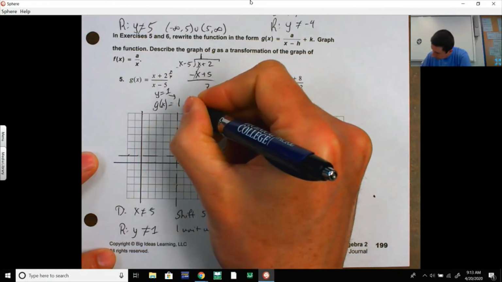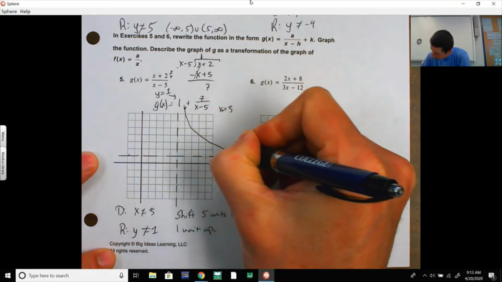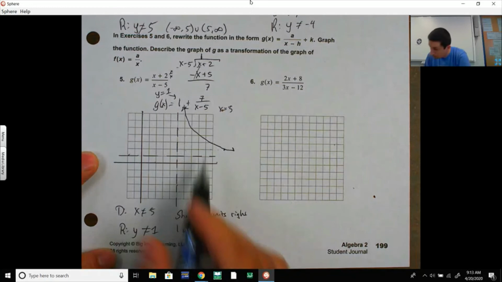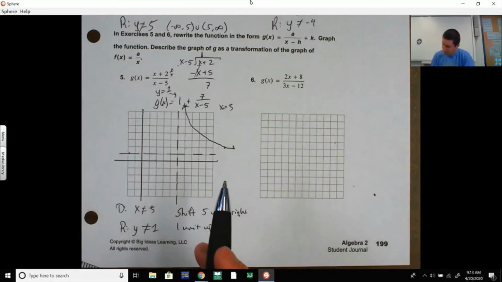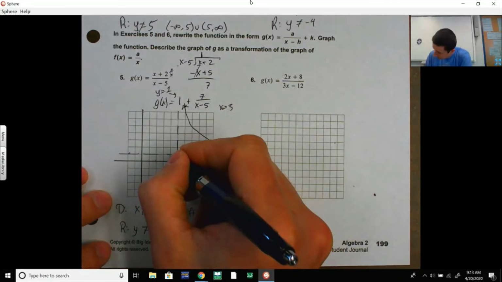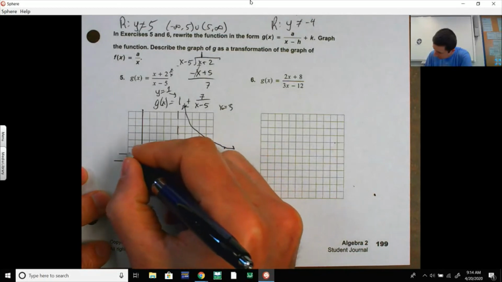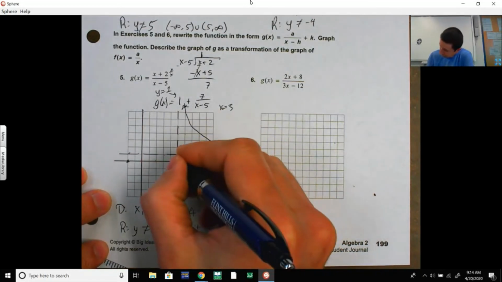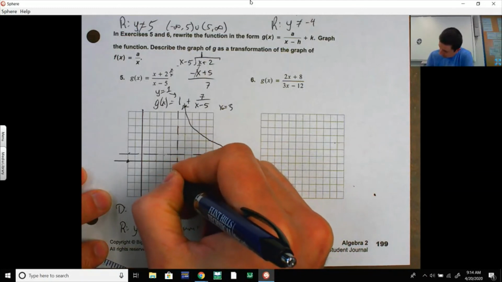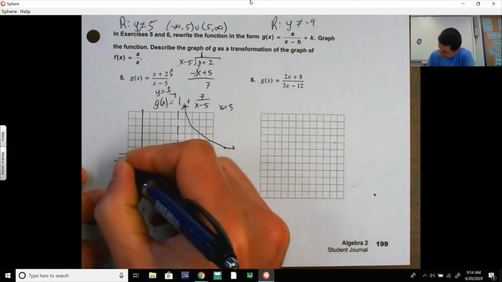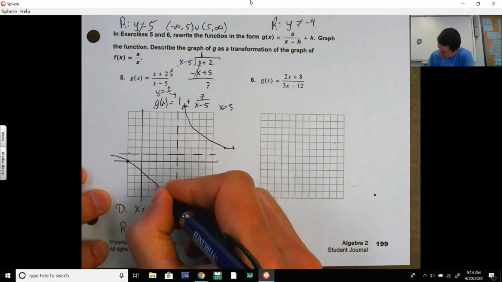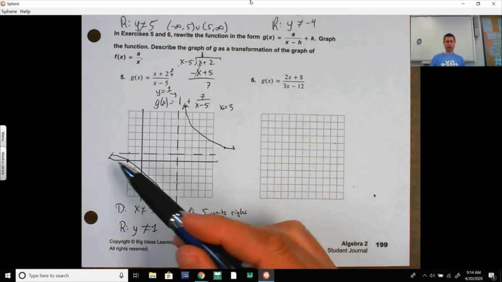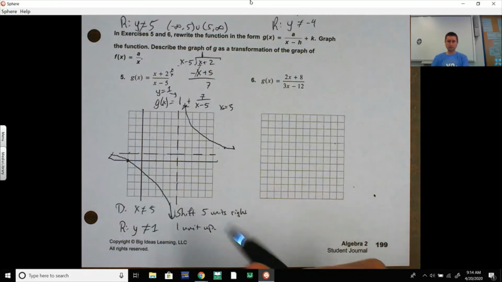This is a very stretched out hyperbola. We don't have a whole lot of room for it. It is a positive, so, excuse me. 2, 3, 4, 5, 6, 7. Pardon me. 1, 2, 3, 4, 5, 6, 7. So that 7 really stretches that out. That's not a very good branch there, but you get the idea.